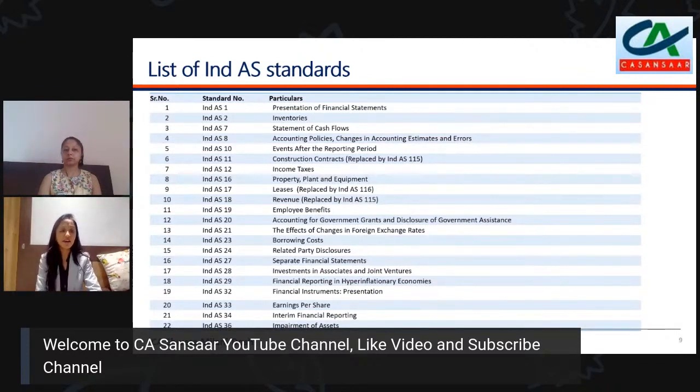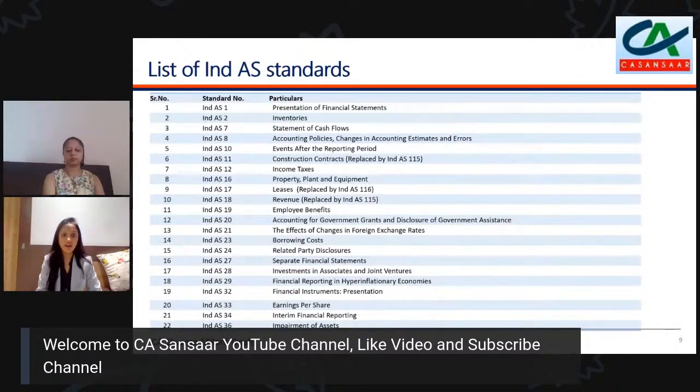Subsequently, the second standard is Ind AS 2. You also have a corresponding standard in AS, which is AS 2. Compared to Ind AS 2 and AS 2, there are very minimal differences. There is only a slight difference in the scope, in the coverage of the standard. Other than that, on a whole basis, there are very few or ignorable differences for application of Ind AS 2. Third is Ind AS 7, statement of cash flows.